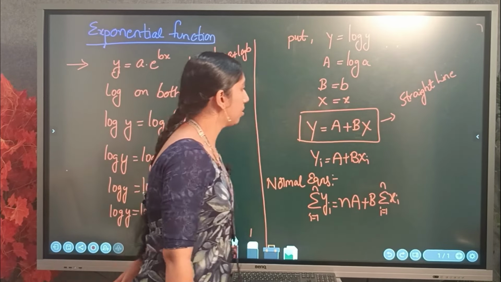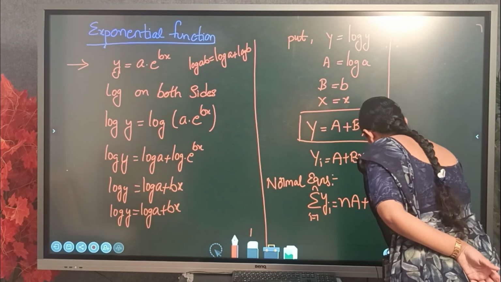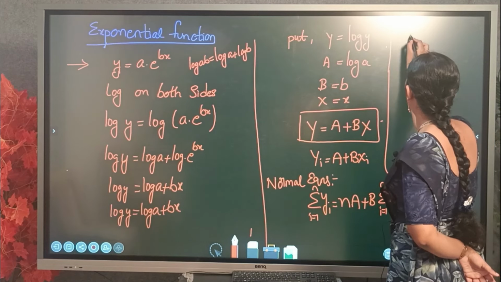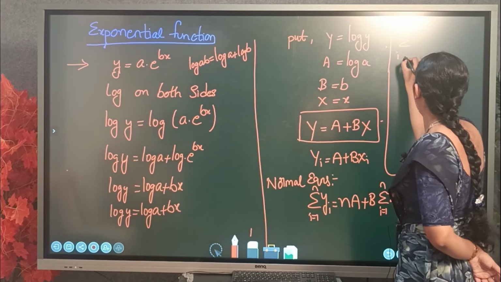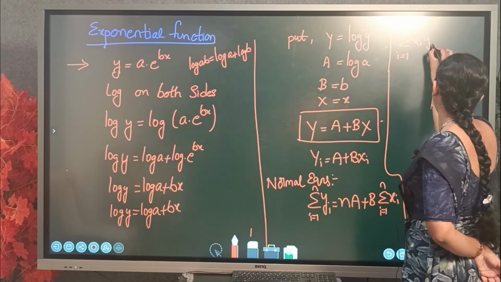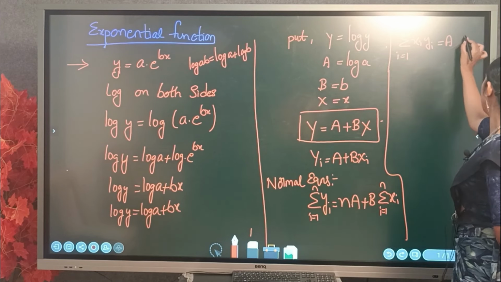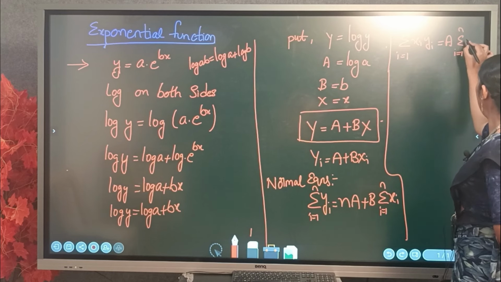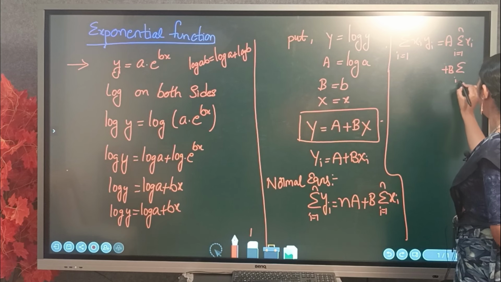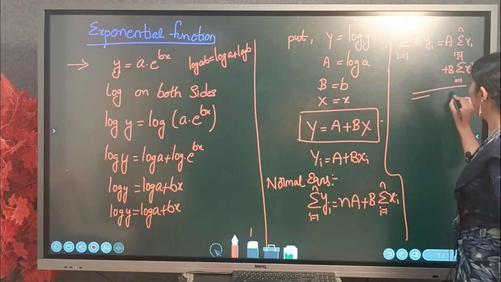And another equation is also there. What is that? You have to differentiate with respect to b. When differentiating with respect to b, what will we get? Already I have said that you have to multiply the above equation with xi. So summation i is equal to 1 to n xi yi is equal to a summation i is equal to 1 to n xi plus b into summation i is equal to 1 to n xi square. So these are the normal equations.